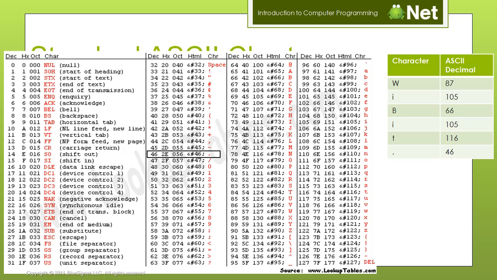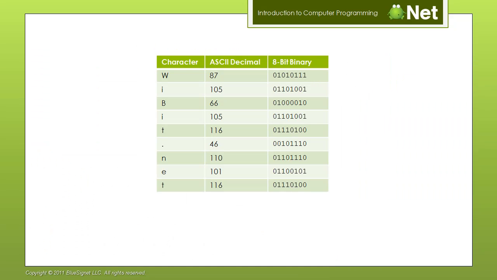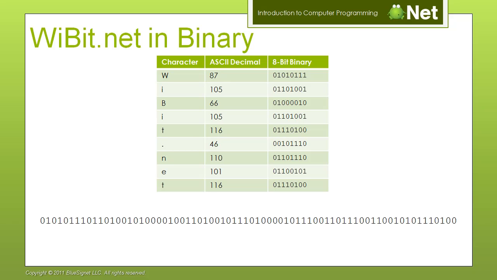The period character, 46. The N character, 110, and the E, 101, and lastly, T, which is 116. And now we'll convert that to binary. So the next thing, like Brian just said, is we'll go through character for character and make an 8-bit binary string for each character. So Whippet.net equals these numbers, which equals these binary strings, which when we concatenate, that's what your computer sees when you write Whippet.net in a text editor.